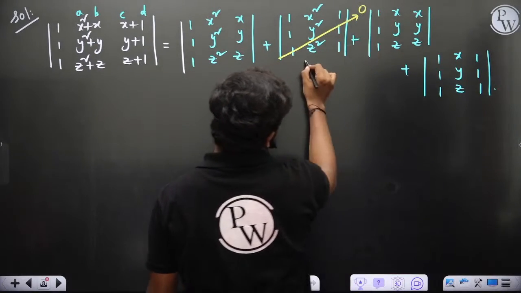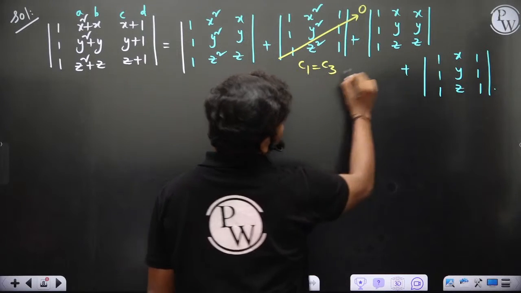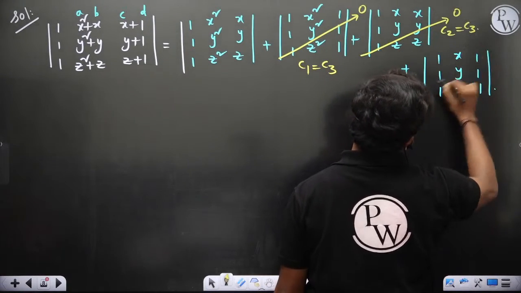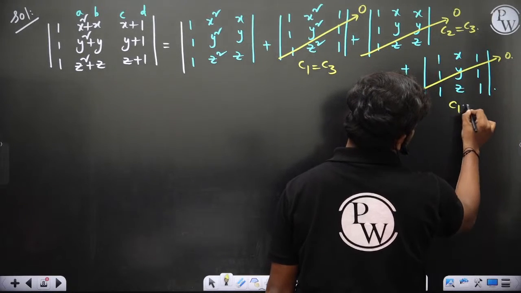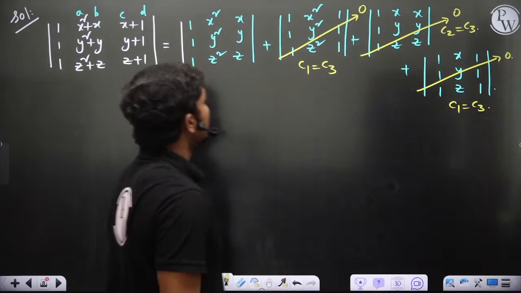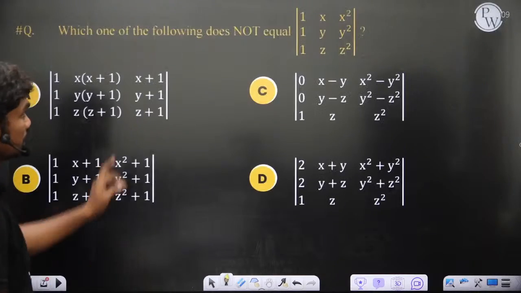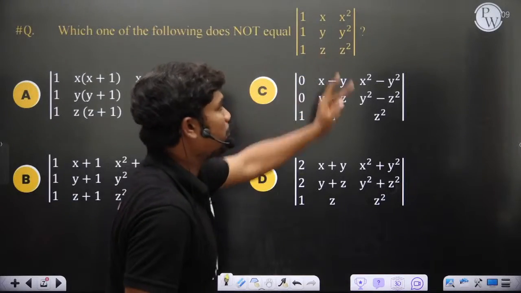Why? Because the first column and third column are the same. Similarly here, this is also 0 because the second column and third column are the same. This determinant is also 0 because the first column and third column are equal. So this total value will be just equal to this determinant, and if you check the question, it is actually a flip of this, correct?